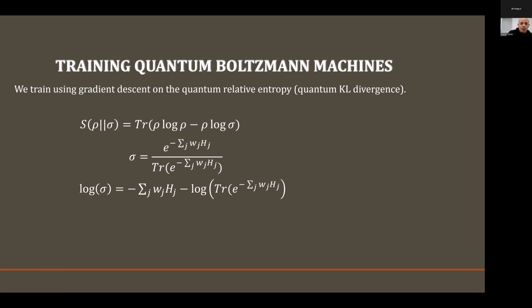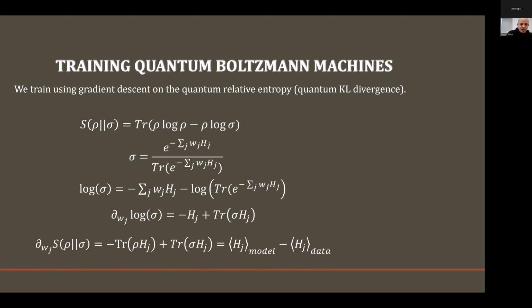Also, the rho log rho, the entropy term for the training data, is independent of the weights W. So if we want to optimize this, we can even ignore that term and only look at the trace of rho log sigma, which is known as the cross entropy term. And so the derivative with respect to the weights of log sigma is just this. So we end up getting an expression for the gradient of the entropy as the average value of the individual Hamiltonian term given by the model, minus the average value of the Hamiltonian term over the data, which ends up matching the distribution that we would see classically from the same thing. So that's what you end up getting out of this.